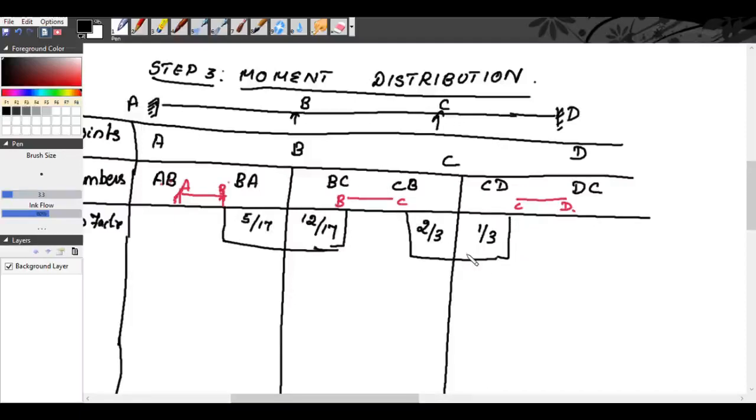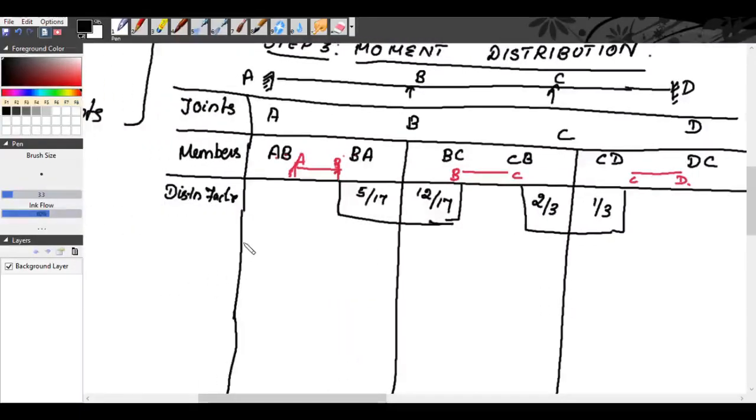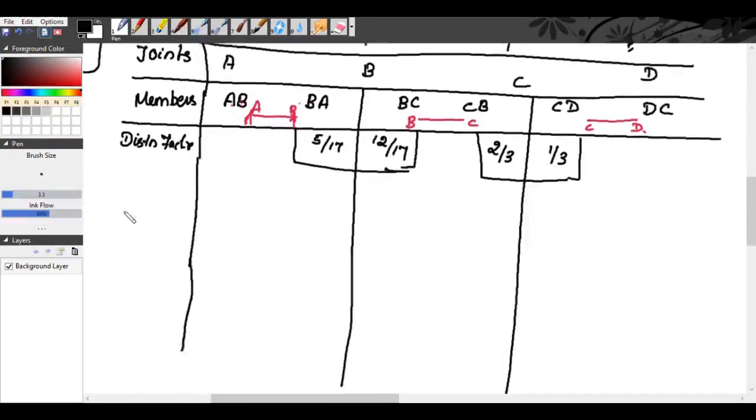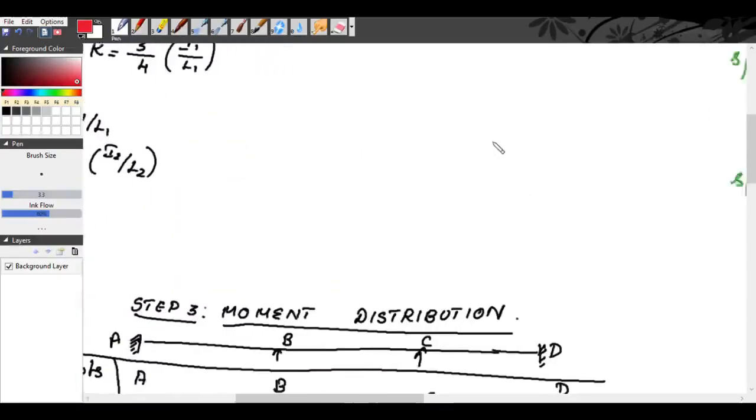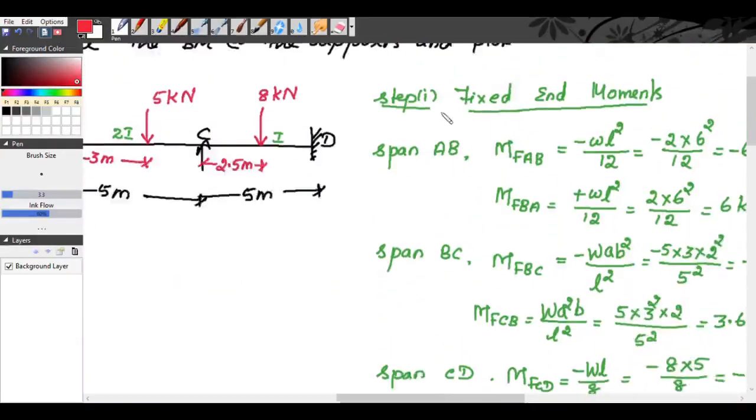So our next step is to write the fixed end moments. Be very careful. If you understand, this is very easy. Otherwise, it is very difficult. Now our problem starts. Fixed end moments we have already found: M of AB, M of BA, M of BC, M of CB, and so on. So that is our first step.